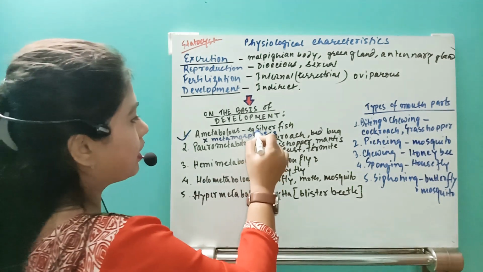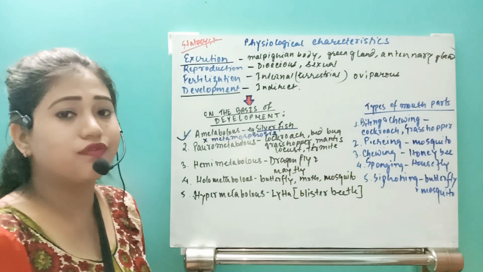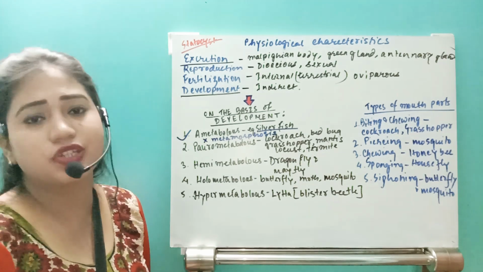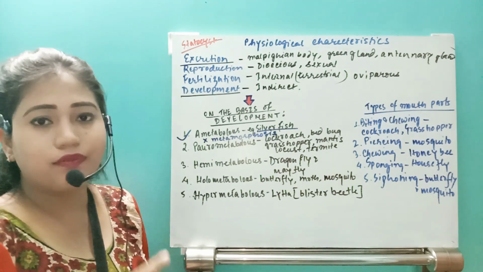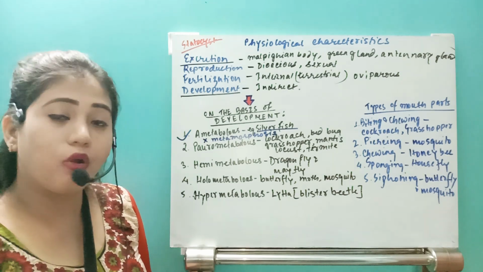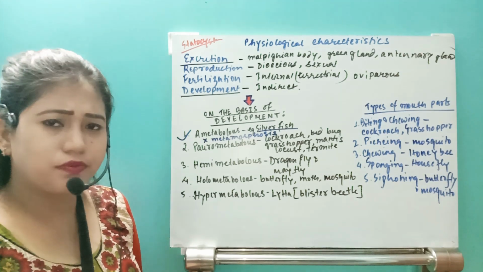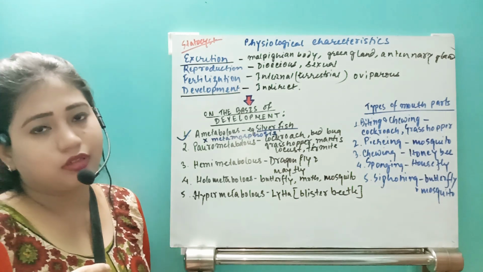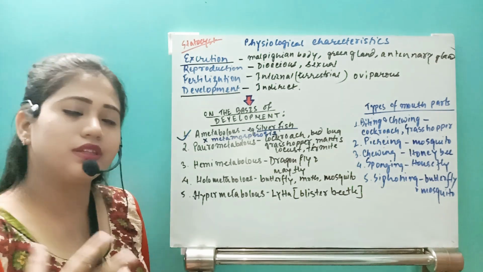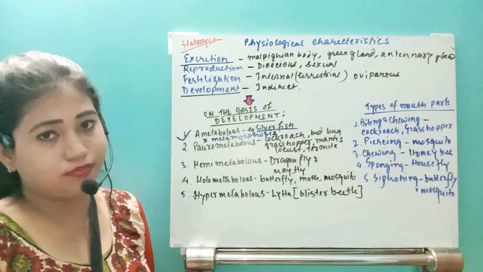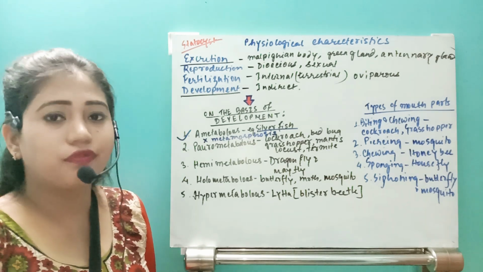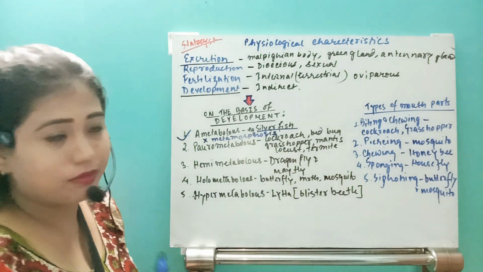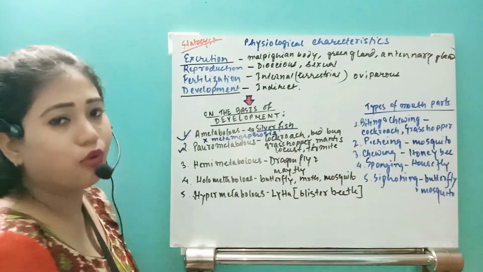One example I can give you is silverfish. Remember, silverfish is very important. Why? Because one type of question can come: find out the odd species, with four options. They can give you a prawn, some other arthropods, and another fish species, a Pisces. So you have to find out the odd one. Silverfish is not a fish; it is an arthropod. Remember that.